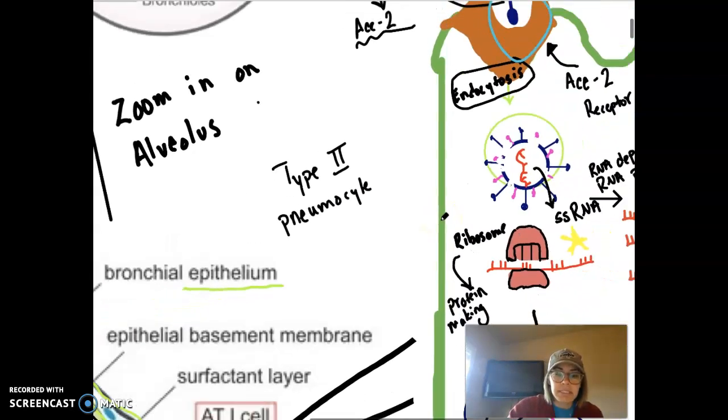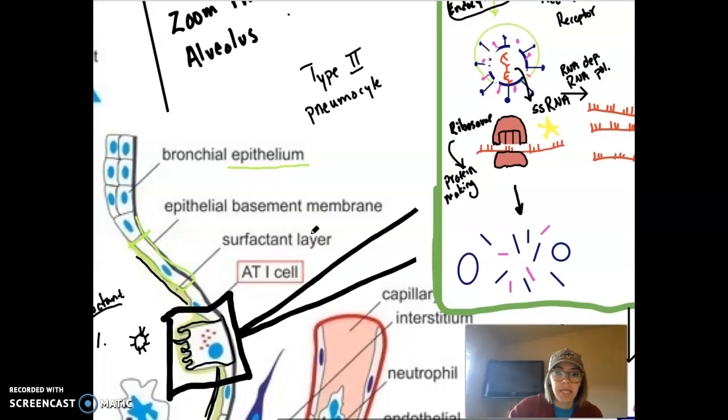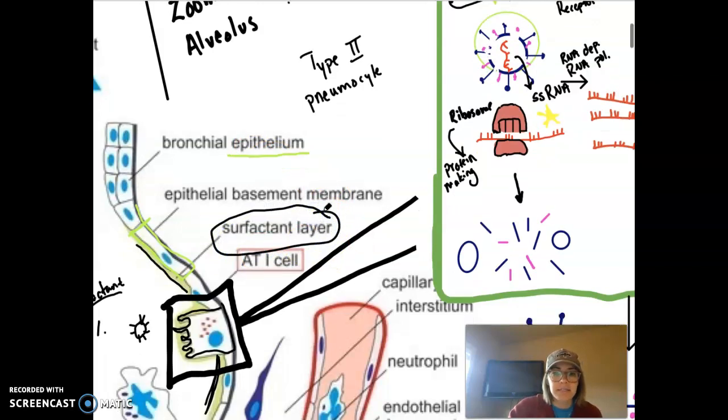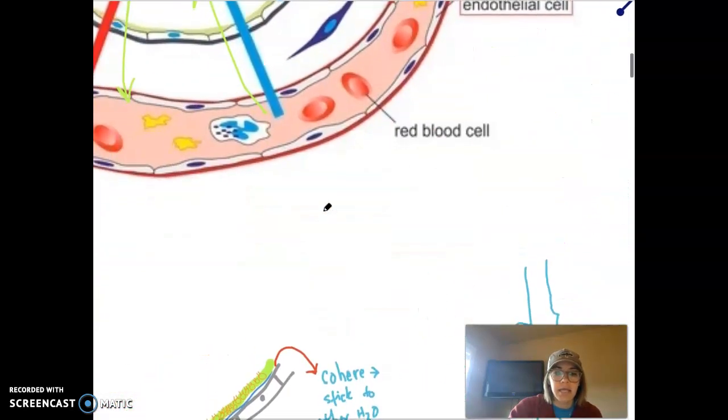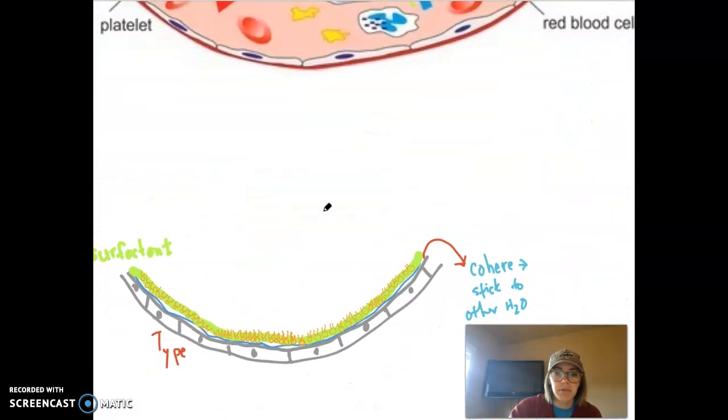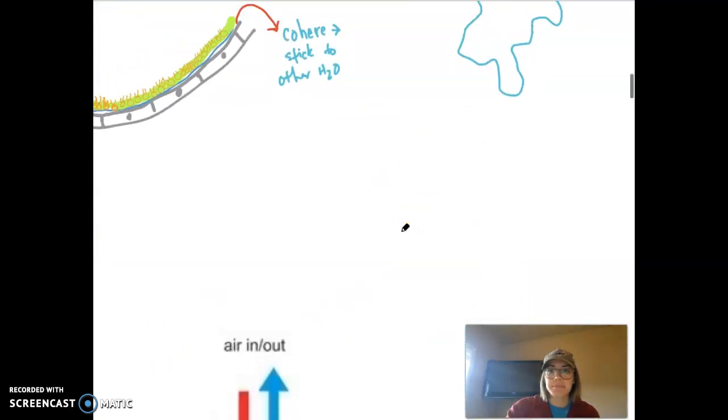But remember, I told you that type 2 pneumocytes are the ones that create this layer of surfactant. And we addressed that the surfactant is what helps keep the nice round bubbly shape of the alveolus that is able to expand and contract as necessary for air to fill our lungs. But if that surfactant layer weren't here, as it contracted, that water would be close enough to itself to cohere and stick to itself, which would cause the ultimate collapse of the alveoli.